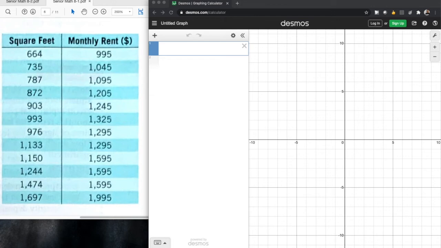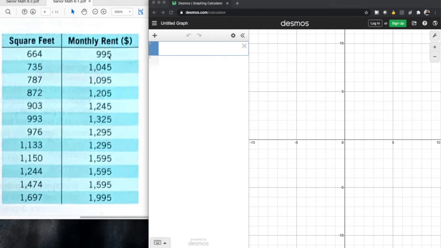You might remember that we were in a lesson called Find a Place to Live. And finding a place to live has to do with the size of the place to live. Take a look at this table that was given to us in an example in that lesson. It goes all the way from 664 square feet, growing to as much as 1,697 feet. And how much does it cost to live in these places?